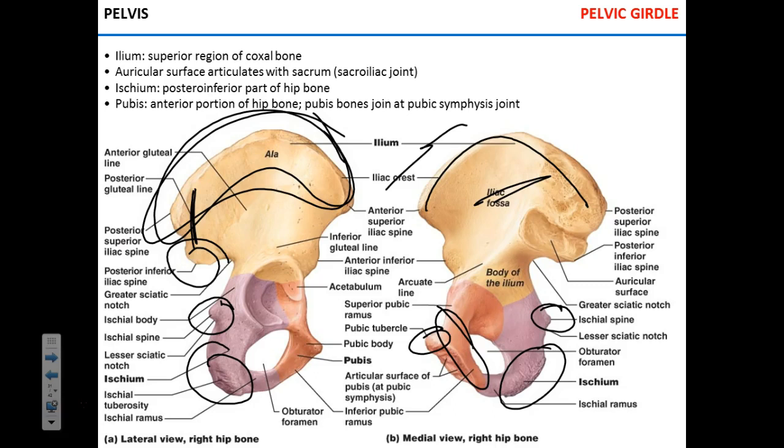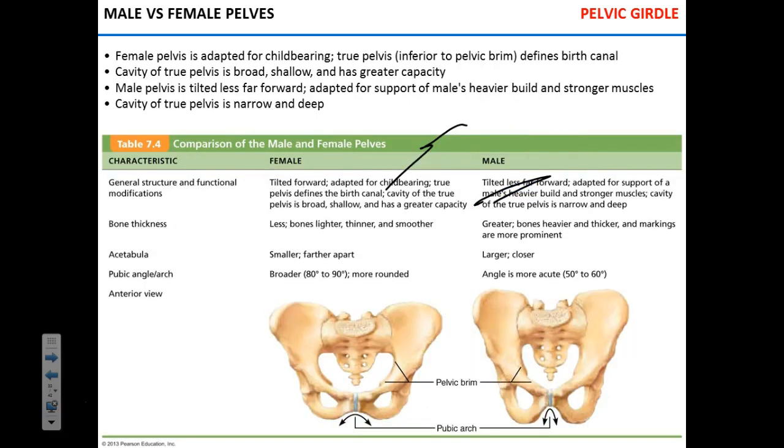Pubis here, 2 pubic bones articulate with each other, forming the pubic symphysis. It's a joint, partially movable. It moves during the delivery. Bones get slightly separated, and then they go back together. So far, good? Now, how do we tell apart the male and the female pelvis?